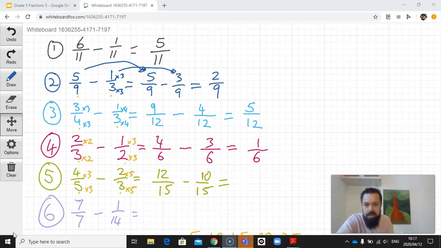Now that my denominators are the same, I can subtract them. So the denominator stays the same. 12 minus 10 is 2. Here we go. And the last one.